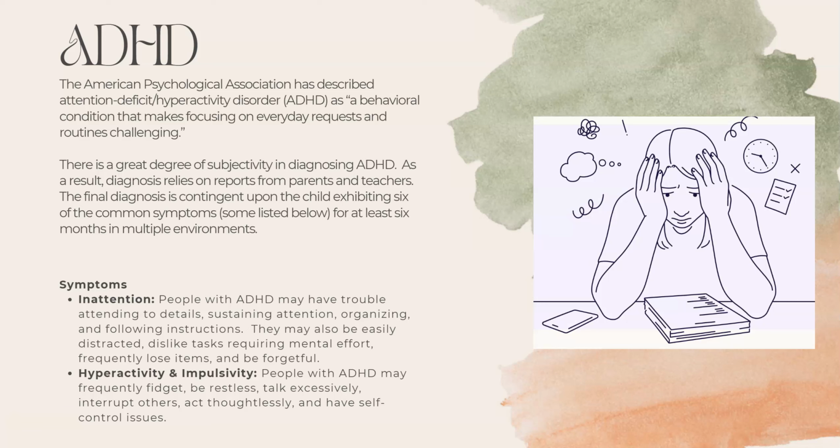These symptoms are broken into 2 categories. First, inattention. People with ADHD may have trouble attending to details, sustaining attention, organizing and following instructions. They might be easily distracted or dislike tasks that require extended focused mental effort. They might lose things frequently or be forgetful. The other category is hyperactivity and impulsivity. People with ADHD may frequently fidget, be restless, talk excessively, interrupt others, act thoughtlessly, and have self-control issues.